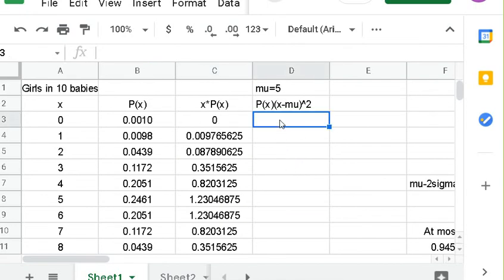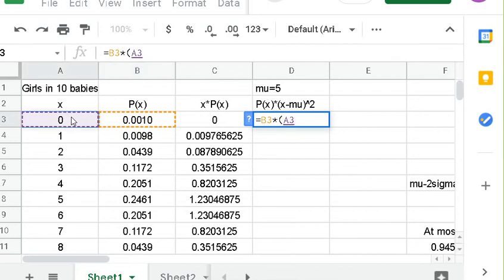Now, here's the hard part. And maybe I should have put a little star or an asterisk between these things, because if you don't have that asterisk, I think it might not like it in your formula. So let's see, equals p of x. Well, that's in column B. Asterisk, so times x, that's in column A, minus mu.